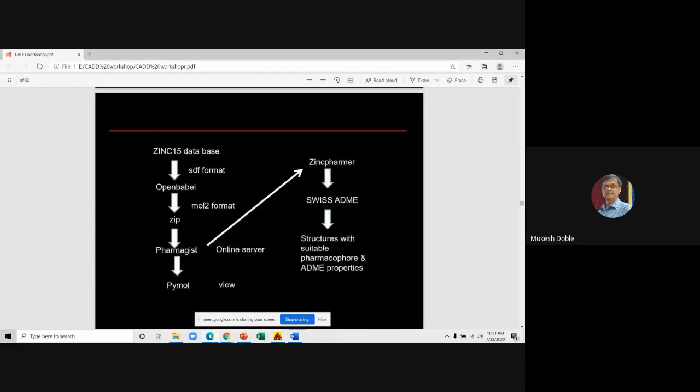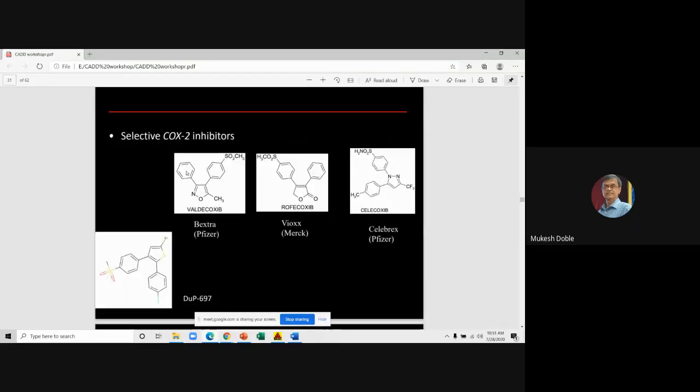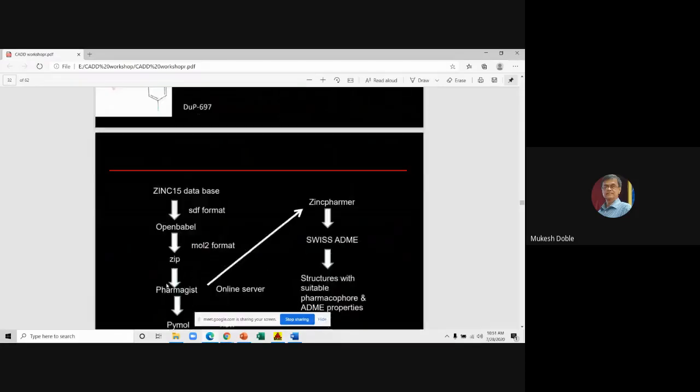Then I go to a server called PharmaGist. I will upload this zip file, and then the results will come to your email. It will give you the common pharmacophore features of these 4 molecules. So this is the procedure.